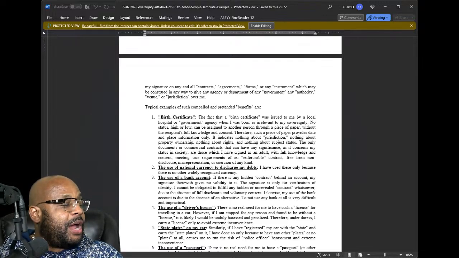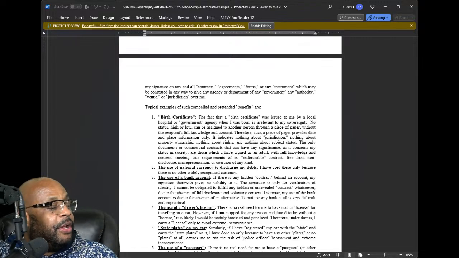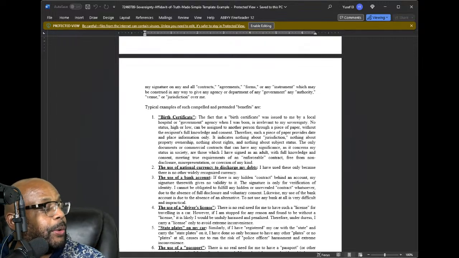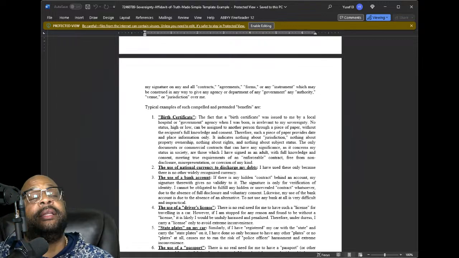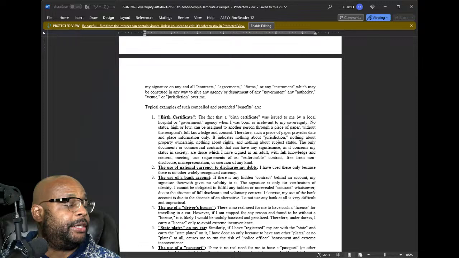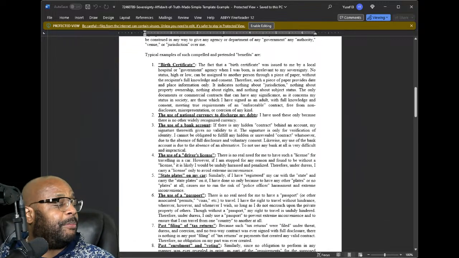The use of the driver's license, all right? There is no real need for me to have such a license for traveling in a car. However, if I am stopped for any reason and found to be without a license, it is likely I would be unduly harassed and penalized. Therefore, under duress, I carry a license only to avoid extreme inconvenience and assault by the legal violence system. Because that's all it is, legal violence. You get pulled over and they start beating you on the head.